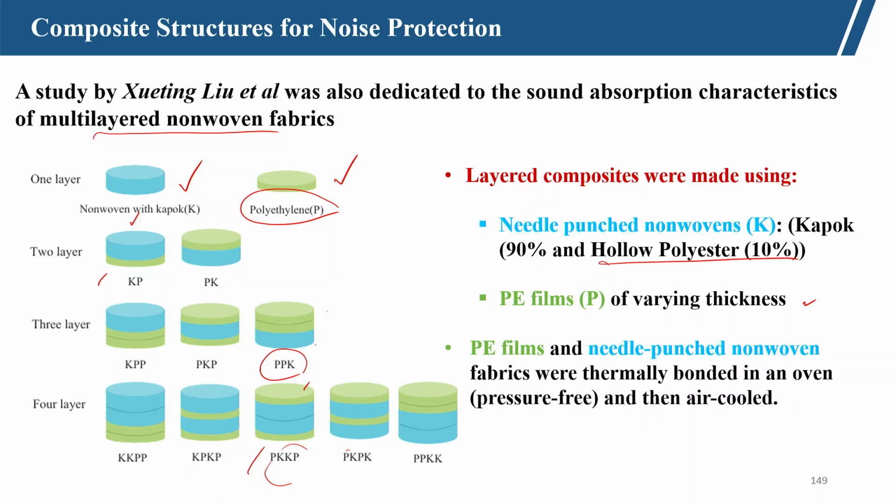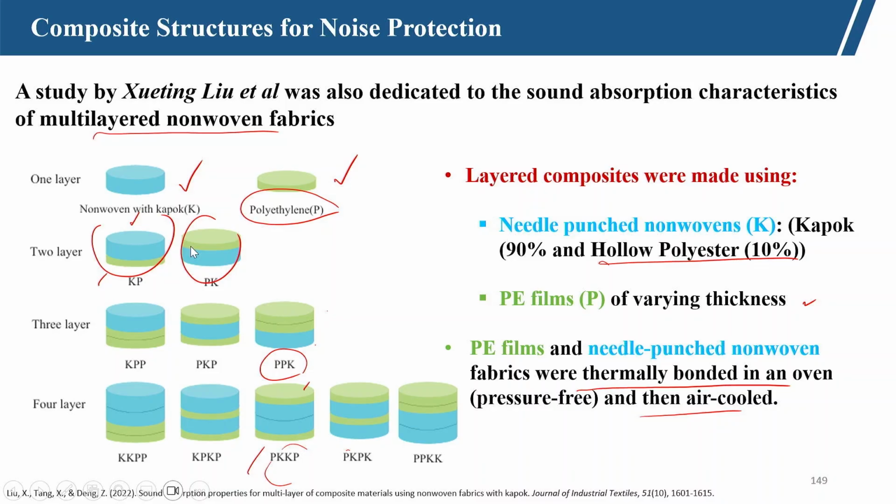The PE film and needle punch nanoven fabrics were thermally molded in an oven to get a single composite structure and then air cooled. So, we got the composite structure here, and this composite structure was tested for the sound insulation characteristics.